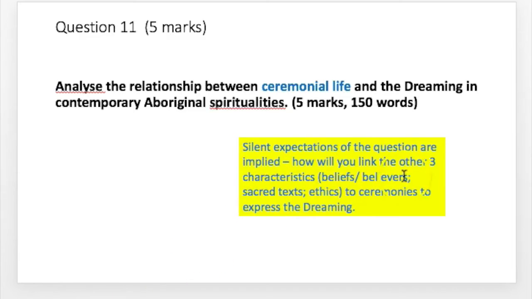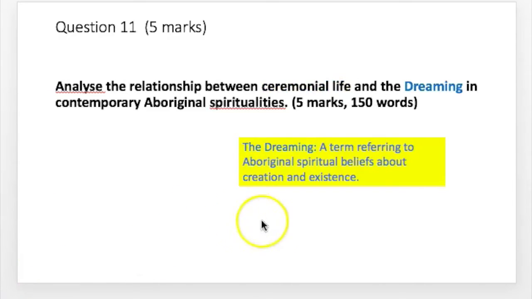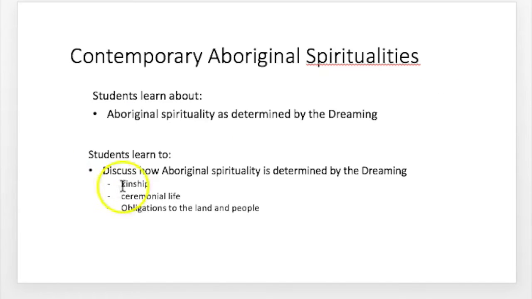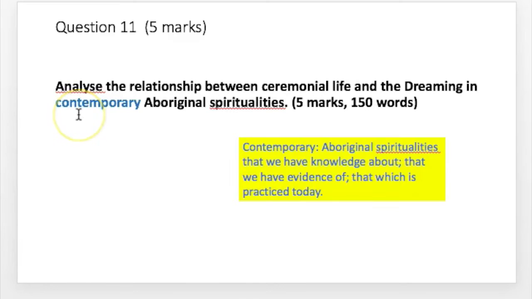You need to also be able to link to the other 3 characteristics, belief and believers, sacred texts and ethics, to the ways in which ceremonies utilise these aspects to show that they're determined by the dreaming. And we know from our studies in Year 11 that the dreaming determines all aspects of Aboriginal life. So that links back to our dot point about kinship, ceremonial life and obligations to the land and people. But contemporary just simply means as they exist today, what we have knowledge about.